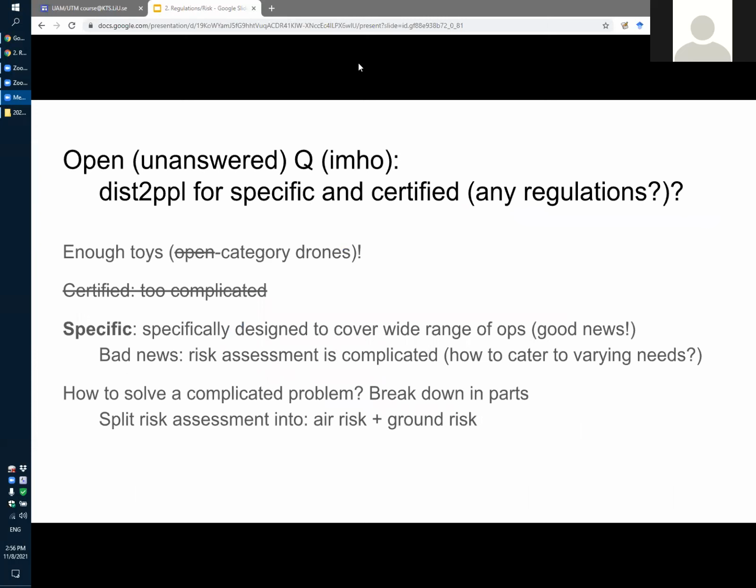One thing that I find an open question, and open here doesn't refer to the open category, it means an unanswered question. As far as I know, for instance, I couldn't see what the regulations are on how far you should stay from people for specific and certified categories. Okay, so that I just don't know. Don't ask me. If you find the answer, let me know. I'll be interested myself. But all in all, we will stop doing toy drones, pun intended.